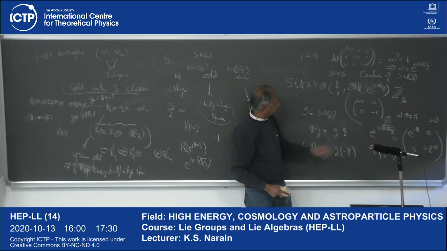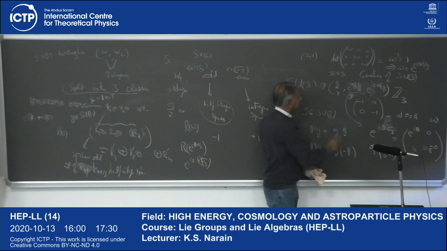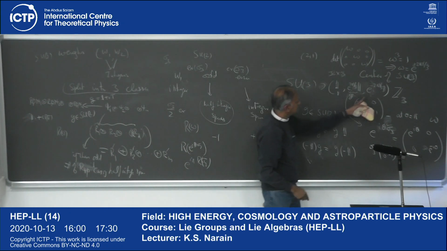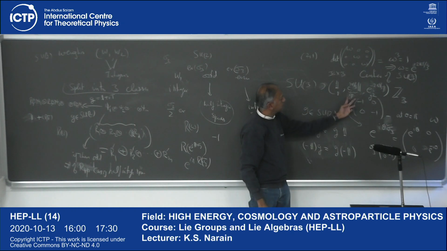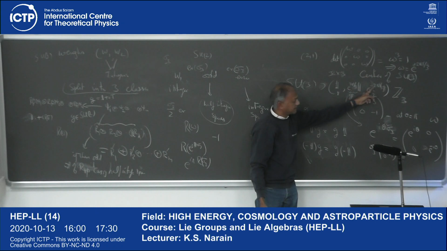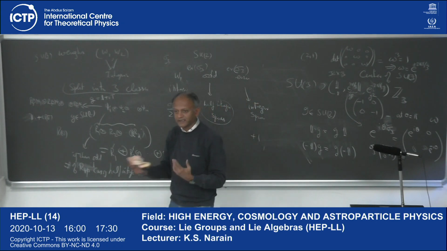Because if you take some element omega, let me call it G, then G squared becomes e to the 4 pi i over 3, which is the same as e to the minus 2 pi i over 3. So this is a Z3 group. So the center of SU3 is Z3.